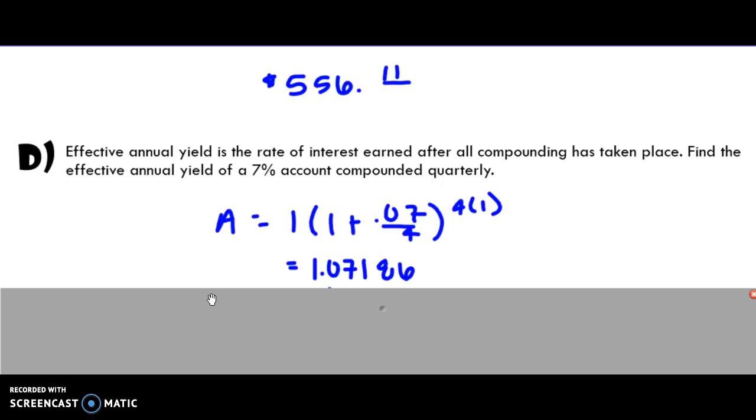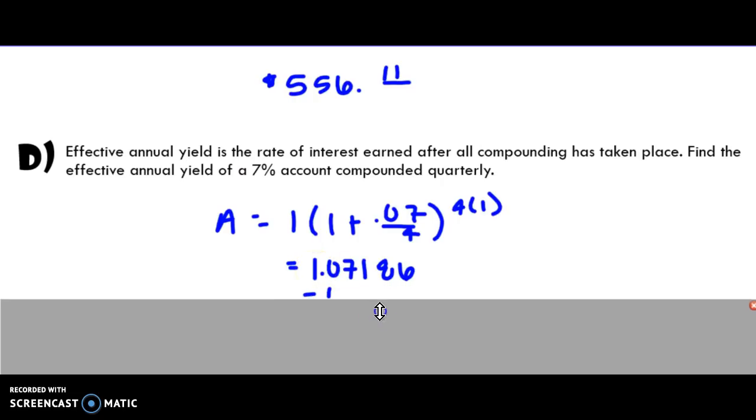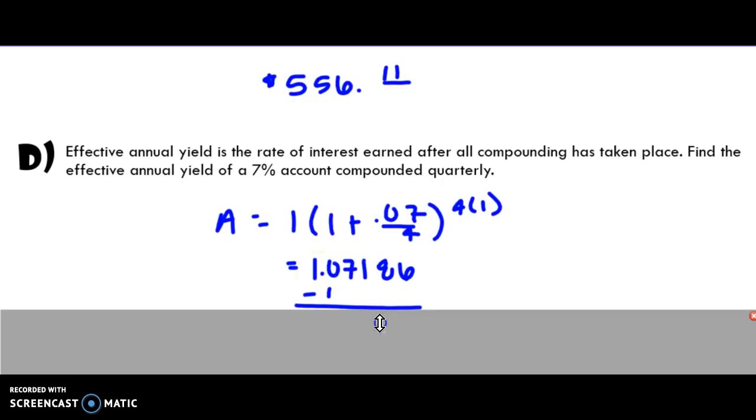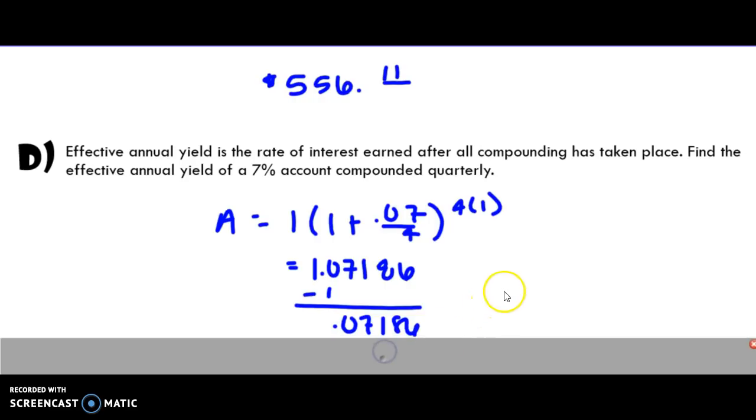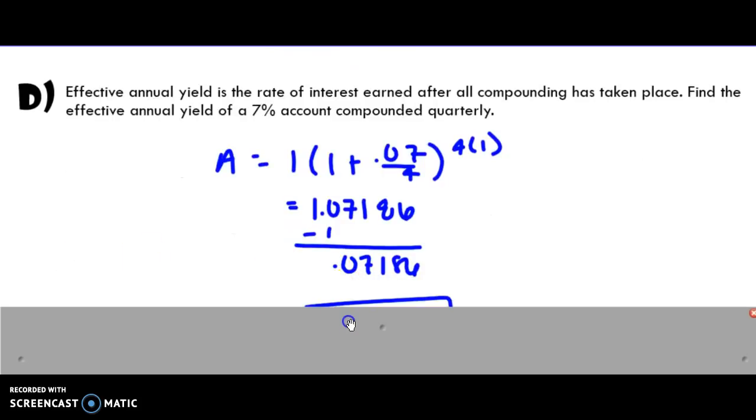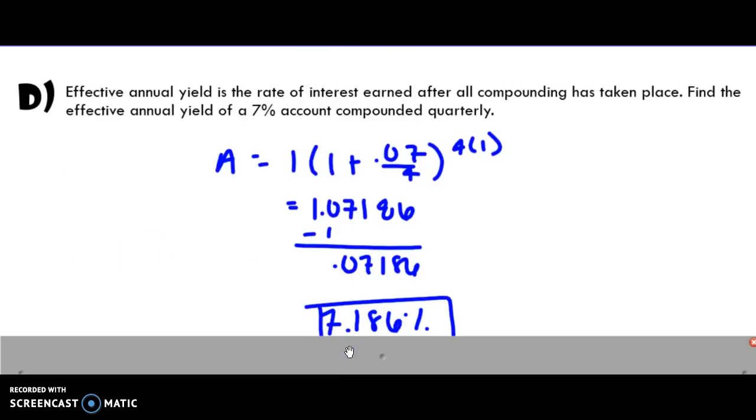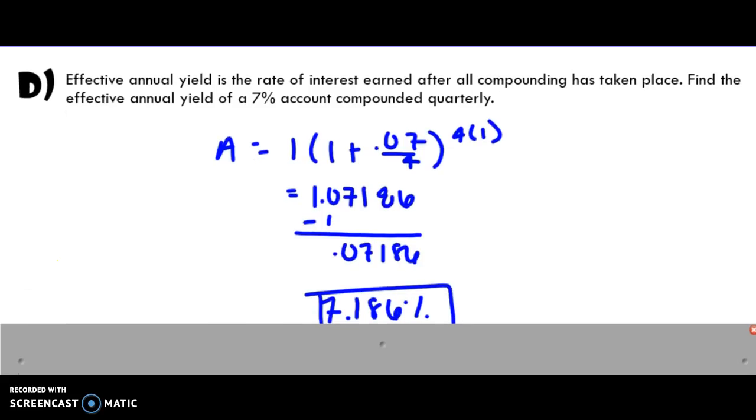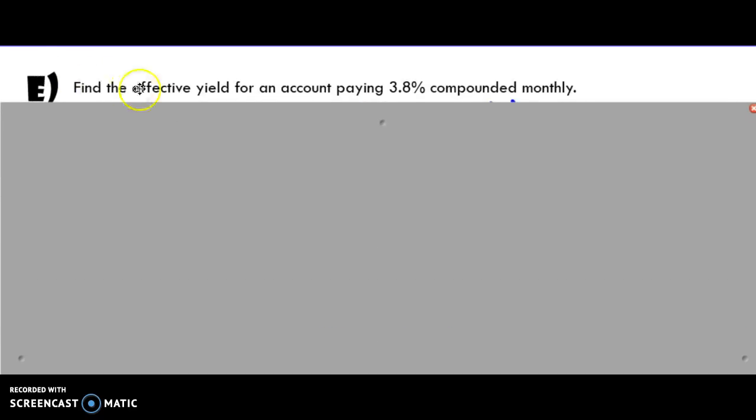1.07186. Well, to figure out the percent that I make, I can't include the $1 because that's what I invested. So I take away the $1, meaning in that 1 year, my $1 made 0.07186. So since we use $1, that also translates to 7.186%. So your effective annual yield, you will always turn into a percent for your final answer, and you are looking at $1 for 1 year. So let's try another one of those.